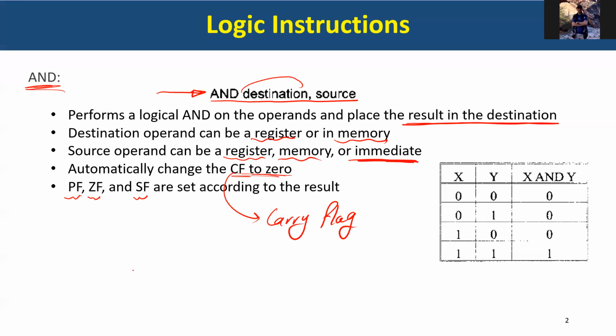And to refresh your memory about the ANDing, if we have two bits, x and y, the output is like this: 0 and 0 is 0, 0 and 1 is 0, 1 and 0 is 0, 1 and 1 is 1. So the output will be 1 only if both inputs x and y are 1s.